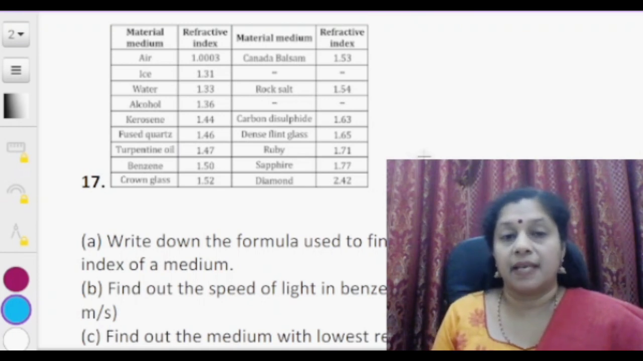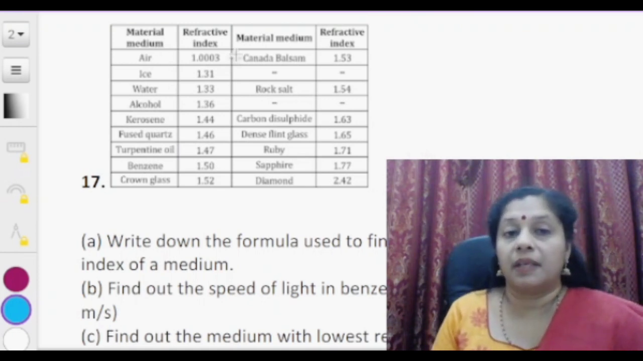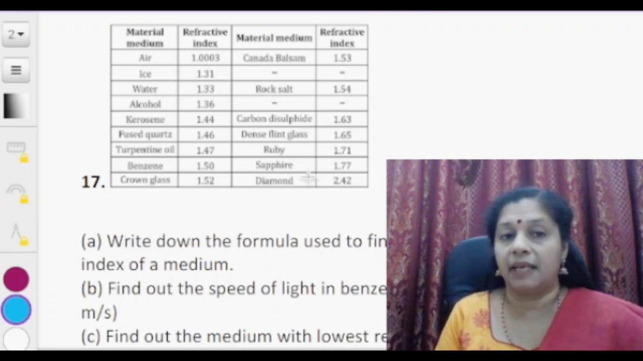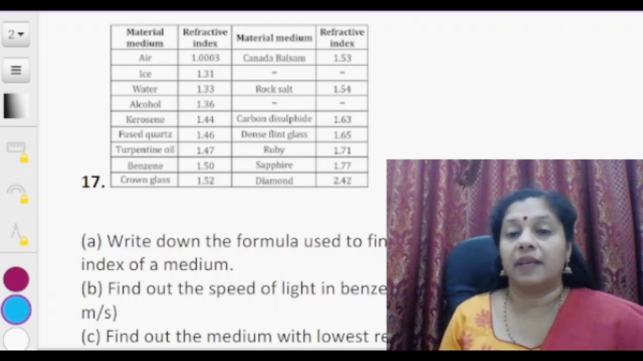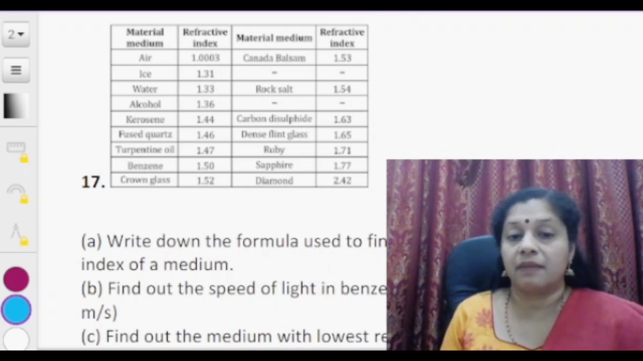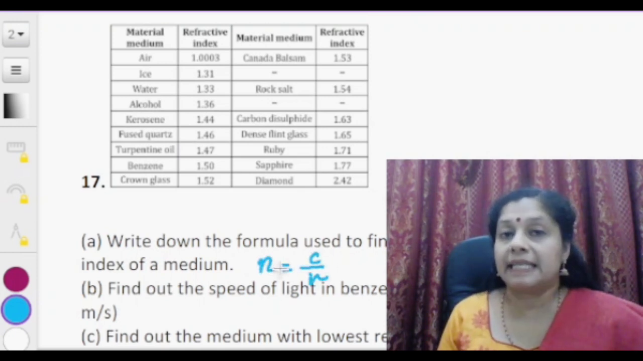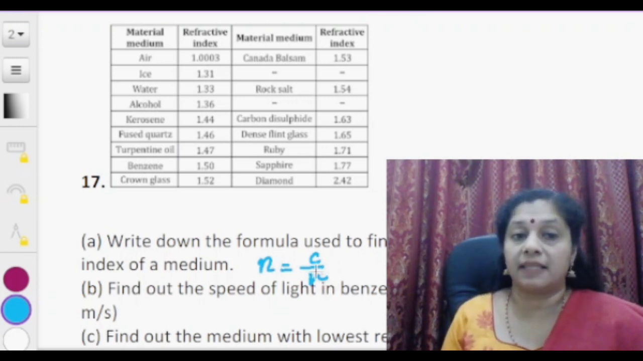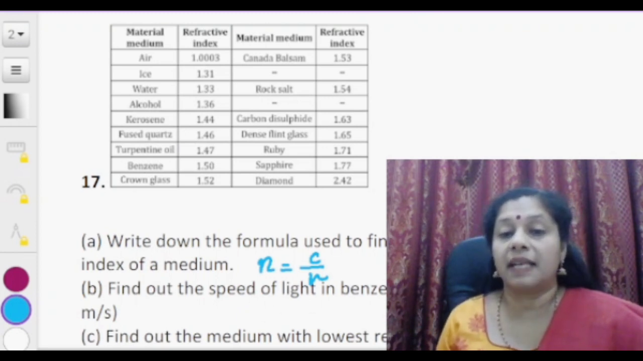Again we are coming to a case based question. Here I have deleted the theory part of the question. They have given a chart showing the refractive index of different media. Write down the formula used to find the absolute refractive index of a medium. If you remember the first question we used that formula, n is equal to c by v, where n is the refractive index, c is the velocity of light in air or vacuum, and v is the velocity of light in the medium.